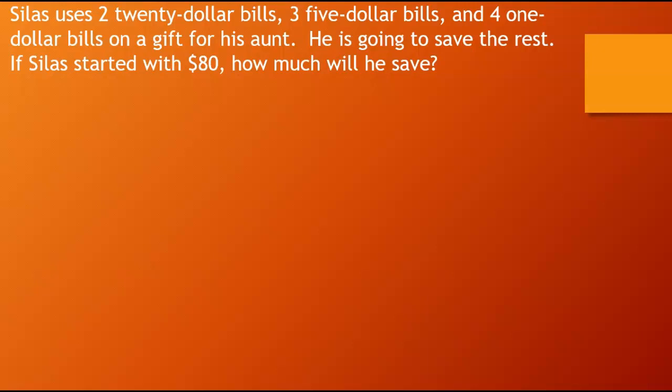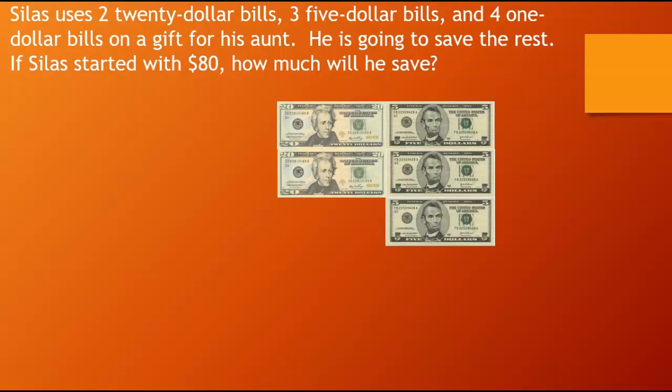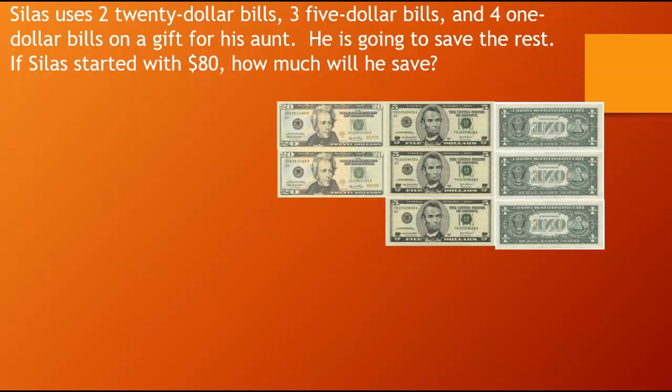So what I did first was I wanted to add up how much money he actually spent on the gift. So let's add the dollar bills that he did. How many 20s did he use? 2. So let's put 2 20s. How many $5? 3. Okay, 1, 2, 3. And how many $1? Looks like 4. 1, 2, 3, 4. Okay.